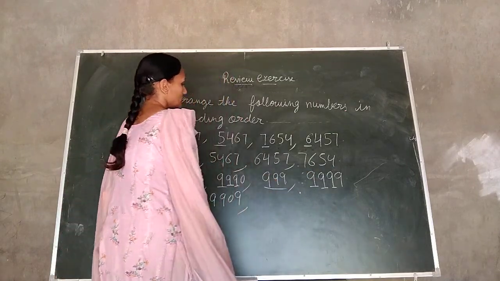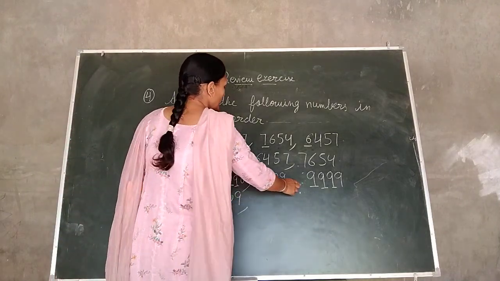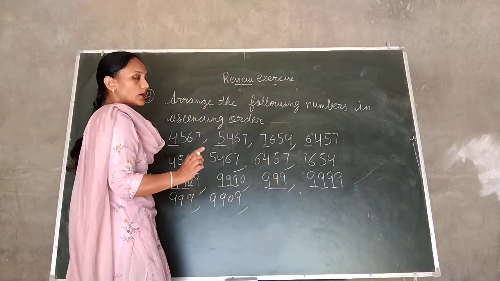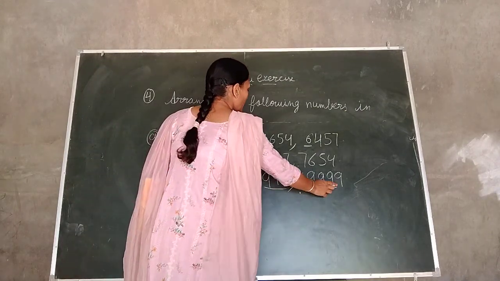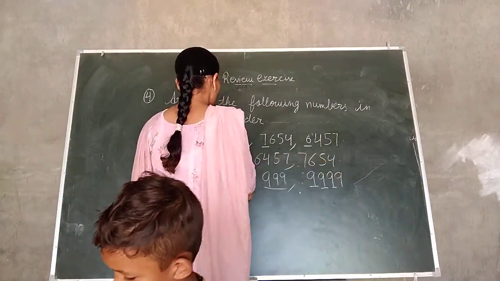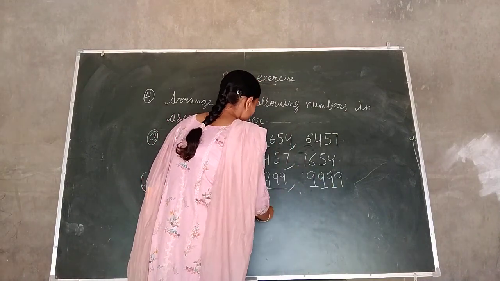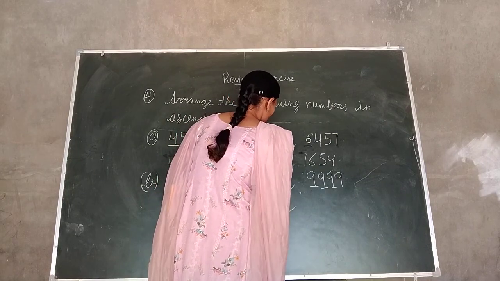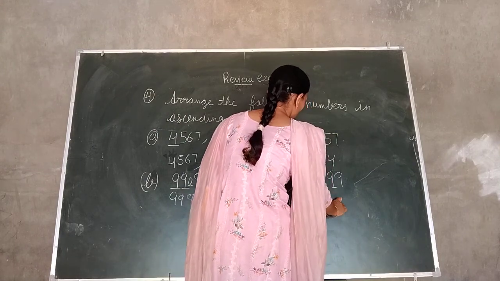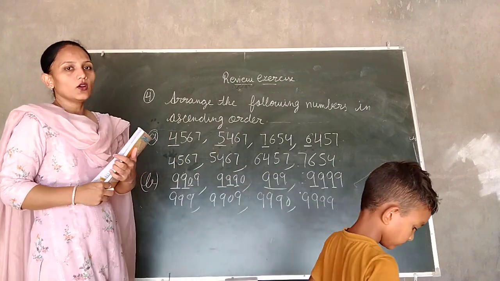Now we have 2 numbers and we have to find the smallest among these 2 numbers. So we will compare the digits in thousand place, both are same. Next the hundred place, both are same. Next the tens place, both are same. Next we will compare the digits in ones place. Here it is 0, here it is 9. So which is the smallest? 0. Then 9990 is the smallest. Next 9999. So this was all about ascending order.